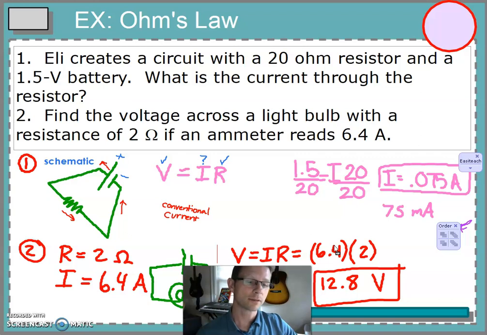I just want to summarize. Voltage right there causes current right there. The resistance slows it down.